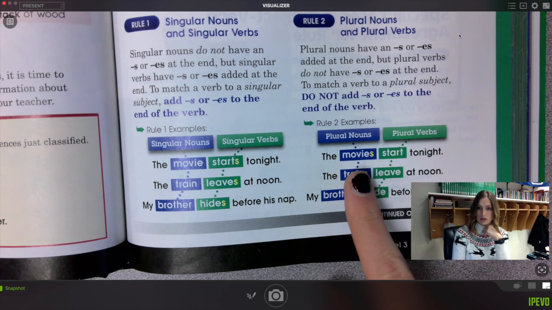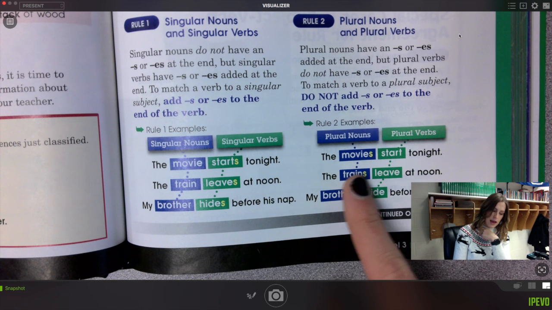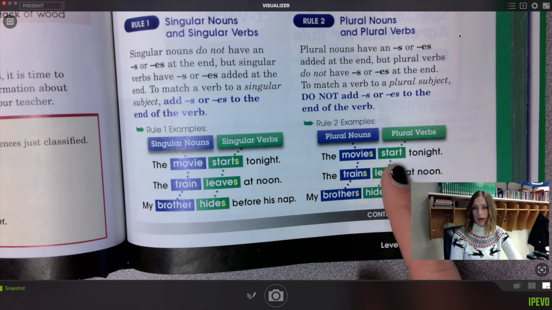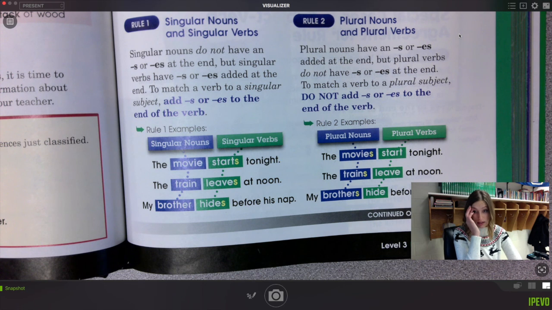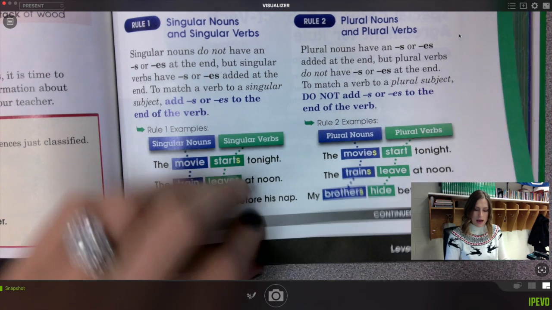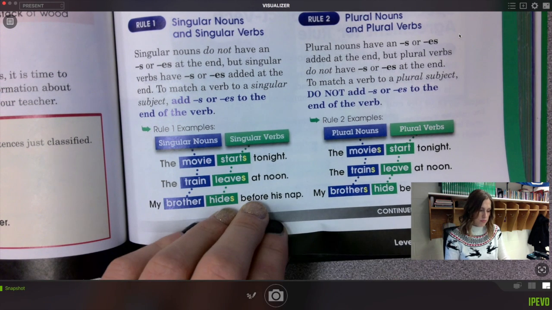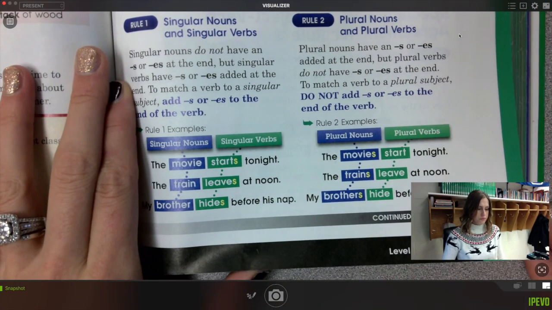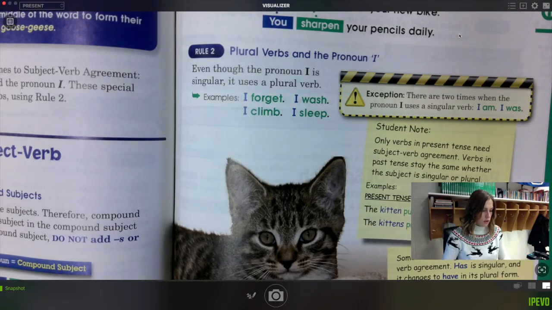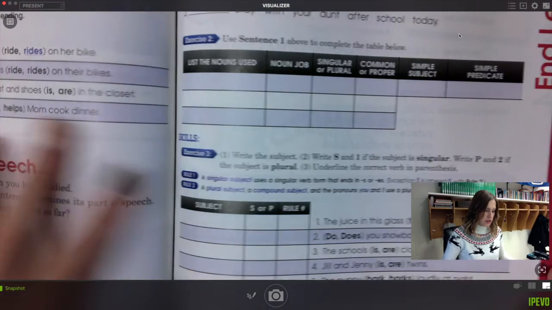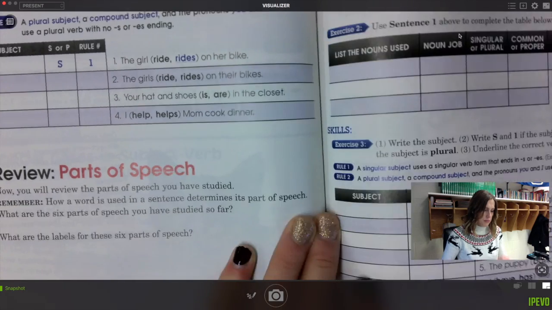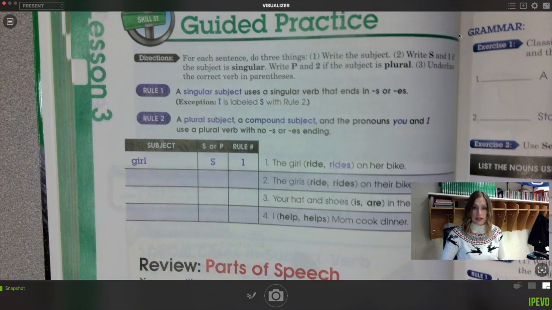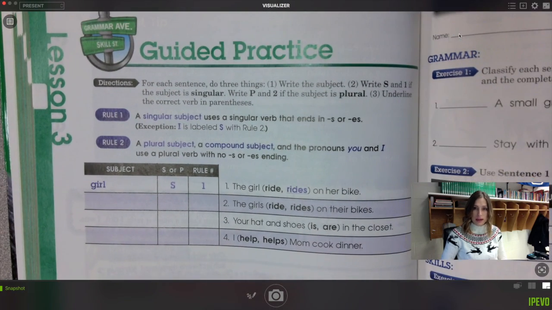Movies start. Right, plural, S at the end. Plural verb, no S at the end. Okay, so only one of them is going to have an S. Trains leave. Brothers hide. Okay? So rule 1, singular noun, with it, verb does have an S. Rule 2, plural noun, no S on that verb. So we're going to do that with our guided practice here.